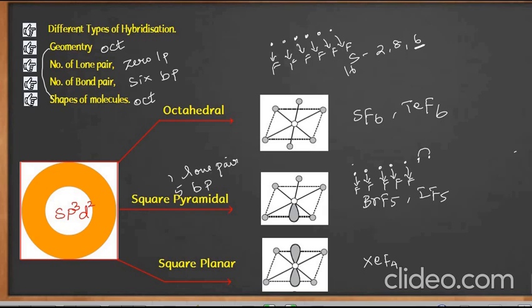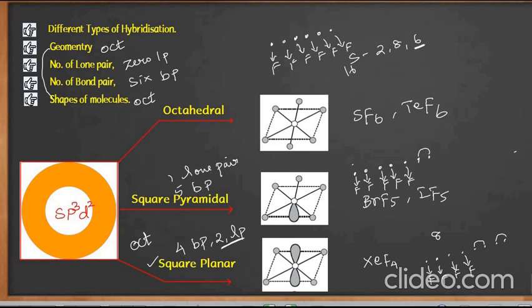Let's move to the next one, that is xenon tetrafluoride. We know the electronic configuration of xenon, the outermost is 8, so keep 8 electrons. Each electron is occupied by fluorine, so a total of 4 fluorine are there. Here we can see 2 lone pairs, so 4 bond pairs and 2 lone pairs. The geometry is octahedral, and due to the presence of 2 lone pairs, the shape of the molecule is square planar.